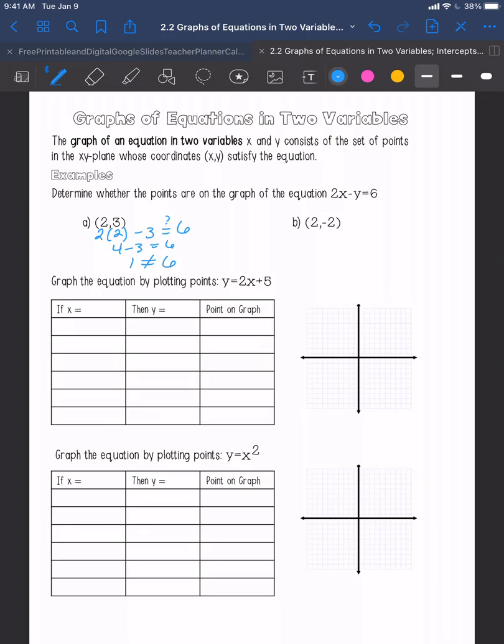For b, same thing, plug it in. 2 times 2 minus negative 2, does that equal 6? That would be 4 plus 2 equals 6. 6 does equal 6. So this one is on the graph.